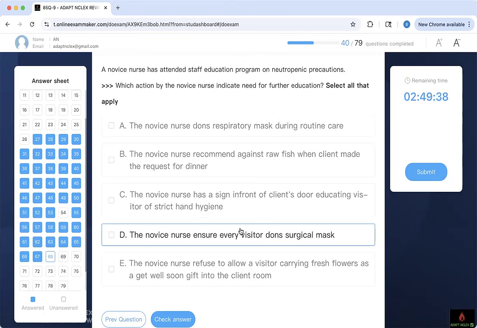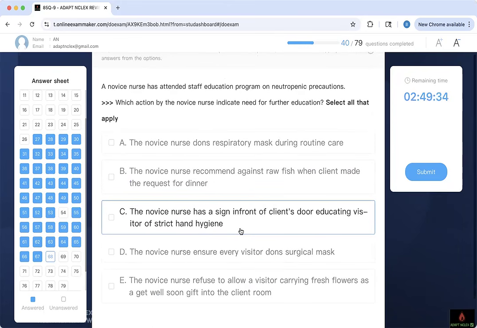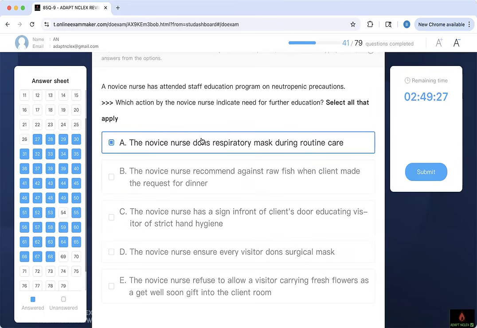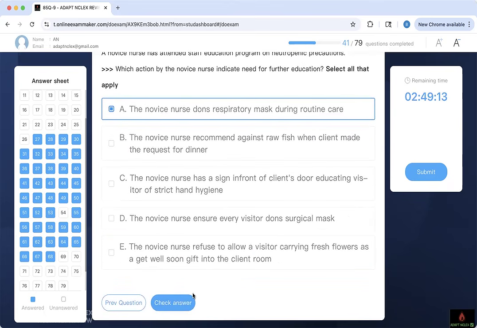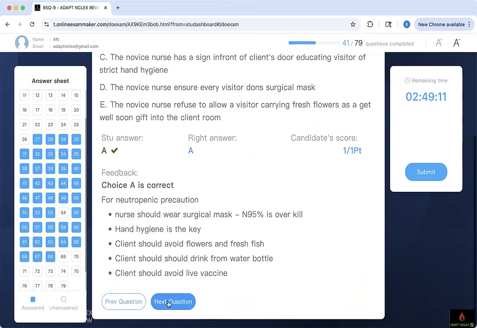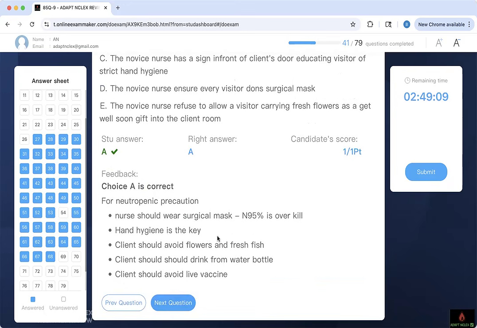They say need further teaching, doing something bad. Therefore, pick the answer choice that requires further teaching. You don't need a respiratory mask, just a surgical mask. It's good to recommend against raw fish. It's good to have a sign that says you have to wash your hands. Everybody wears a surgical mask, and no fresh flowers. That's good. Select or apply, neutropenic precaution. One answer. If you overpick, you get 0.